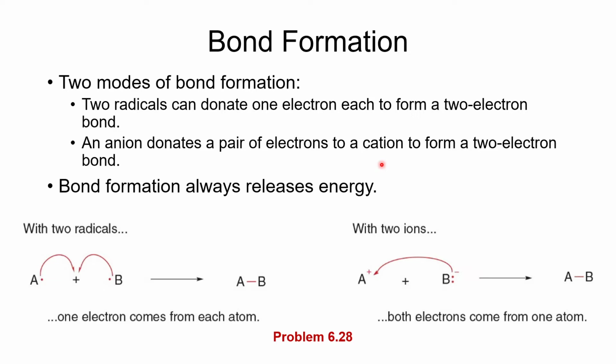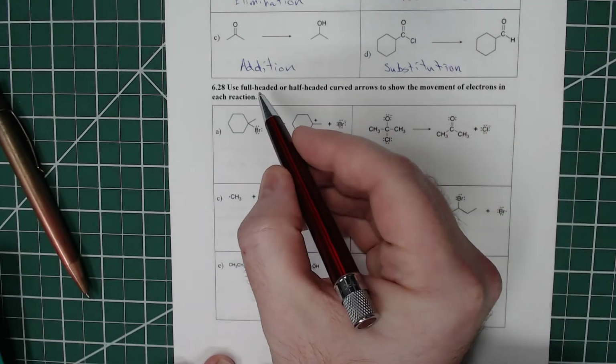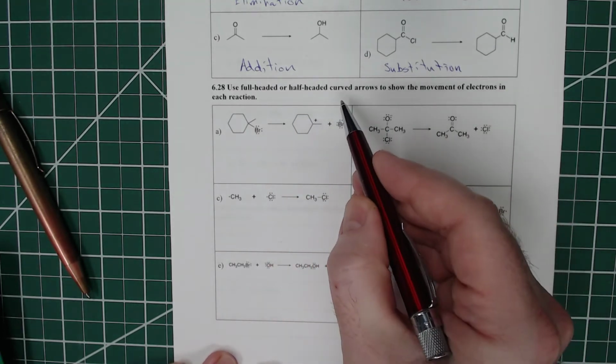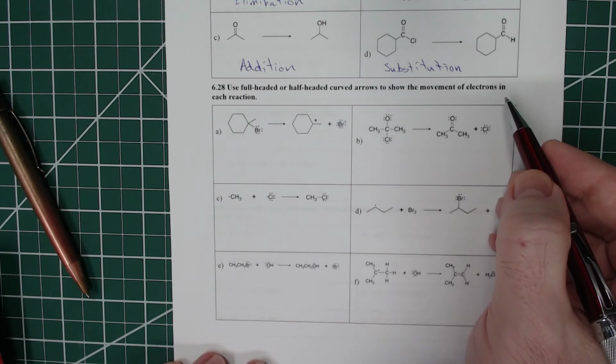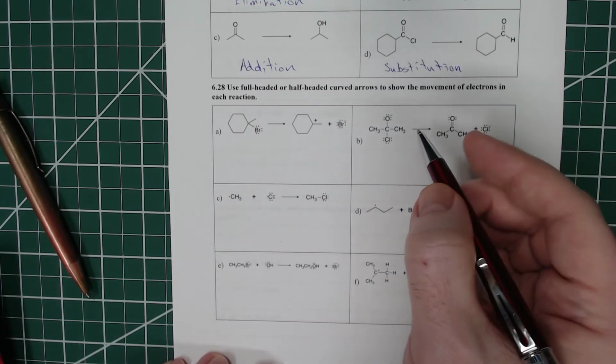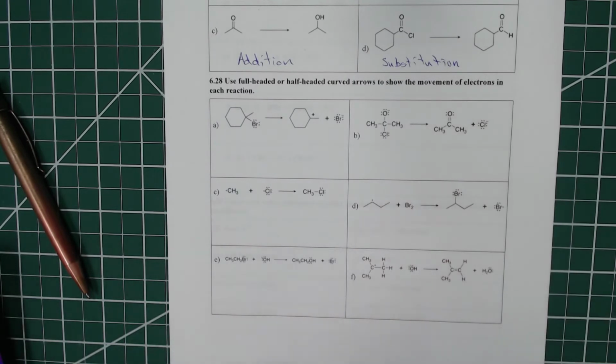All right, so we're going to look at number 26. So here we want to use either full-headed or half-headed arrows, curved arrows, to show the movement of electrons. And in doing this, we just need to pay attention to what it is that is actually changing.